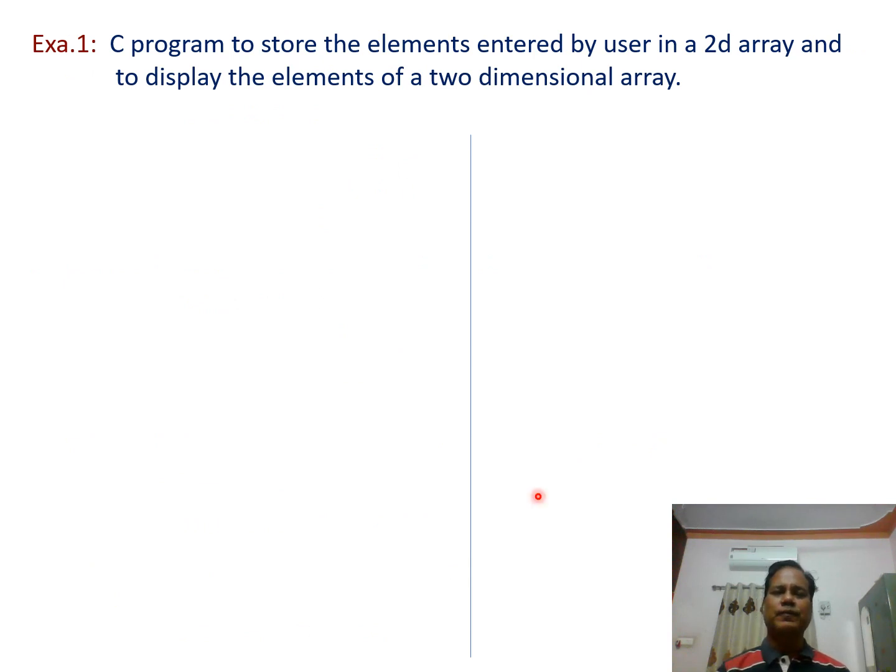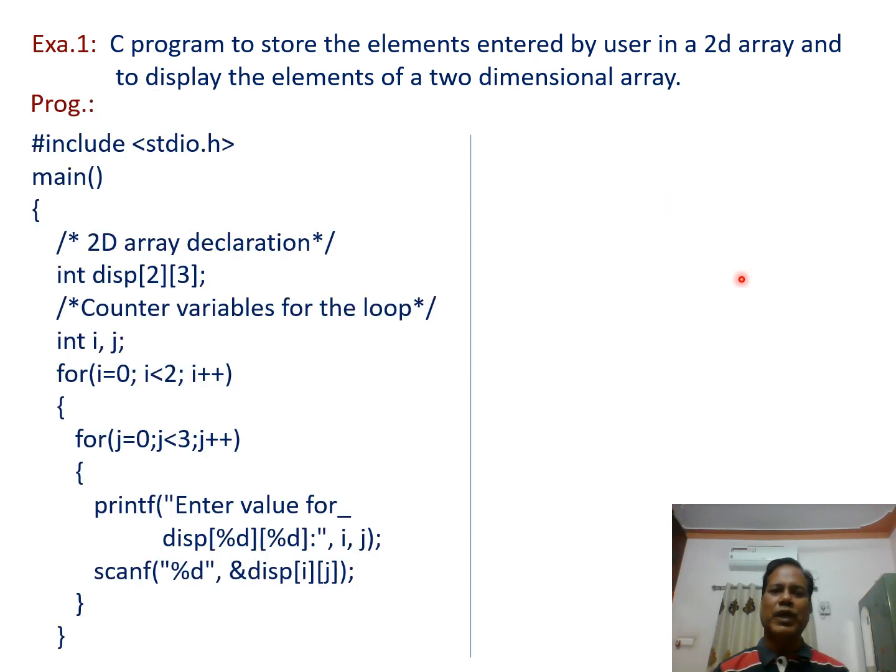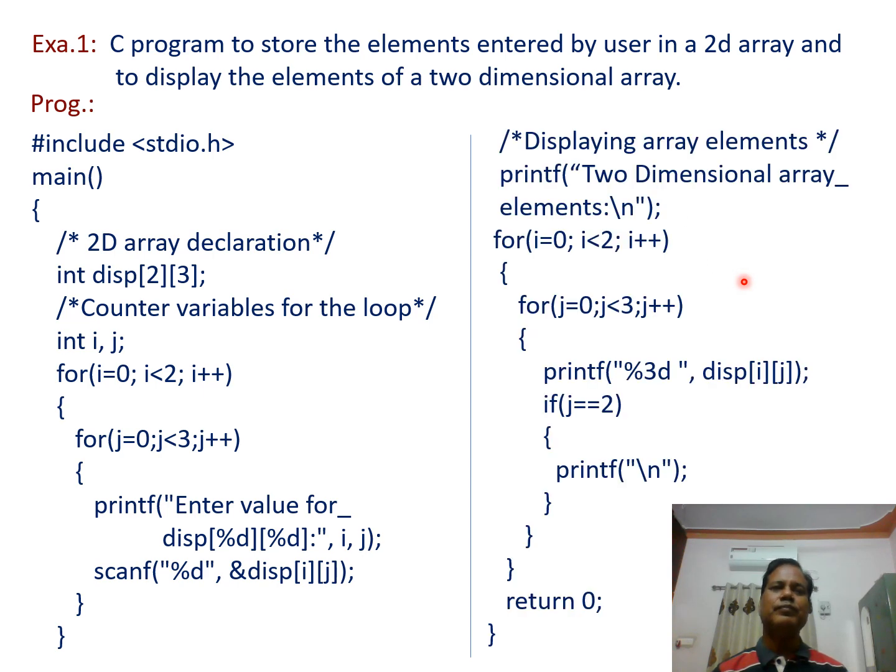Now let us consider some example programs. In the first example program, this C program stores elements entered by the user in a 2D array and displays the elements of the two-dimensional array: how the elements of arrays are stored and also how they are displayed in the case of a two-dimensional array. So we will discuss an example program that may be written like this one. We will try to understand this one.